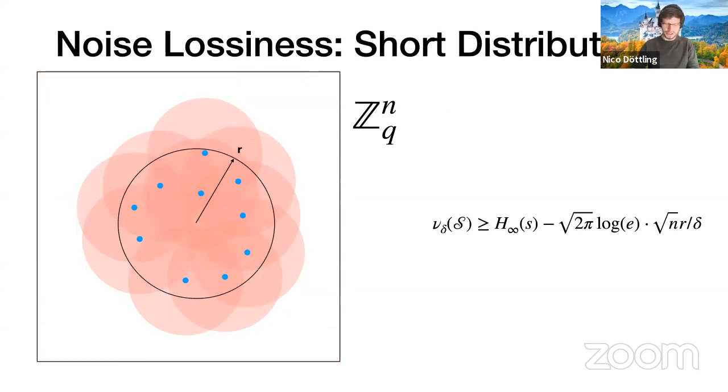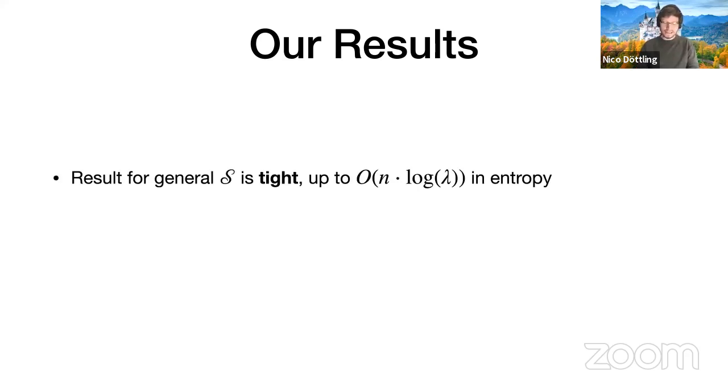That's why I'm just running over these two slides. But you may ask, the dependency that we get, is it somewhat loose? Can you do better? After all, for general entropic distributions, our entropy requirements are quite high, and the answer is no. In our work we show that the result is tight up to an n log security parameter amount in entropy.